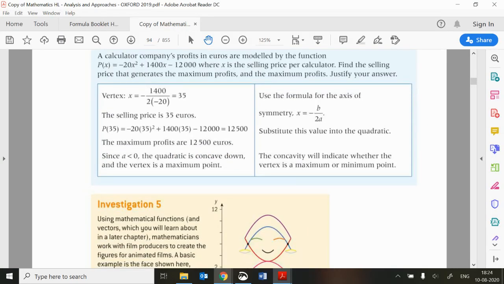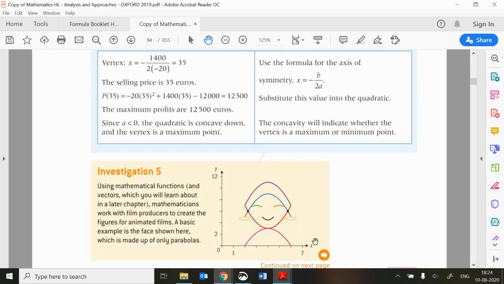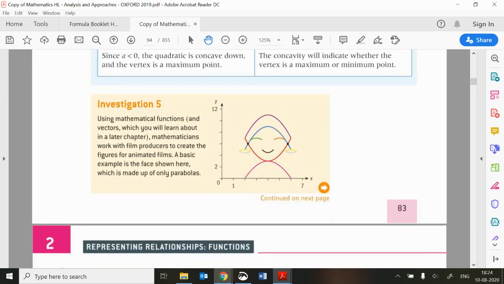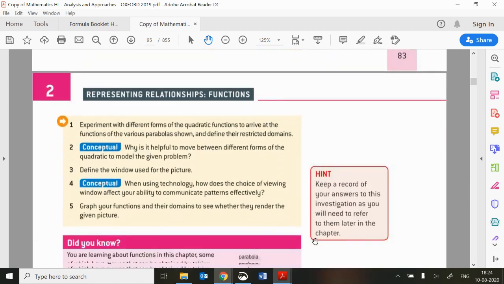And let's just have a look at their justification there. They say, since a is less than 0, the quadratic is concave downwards, and the vertex is a maximum point. Yeah, it's just talking about the shape of the graph. If you want to come up with a sketch of that graph, that would help bolster your explanation there.